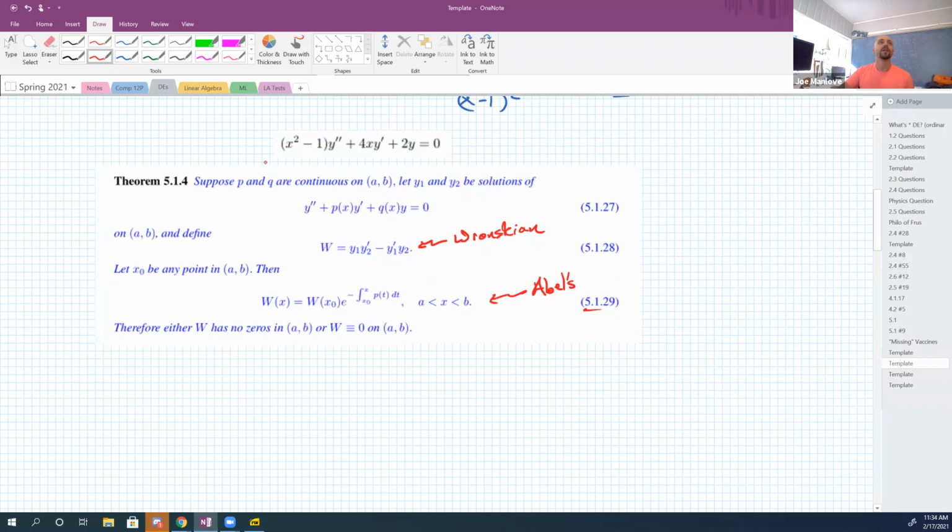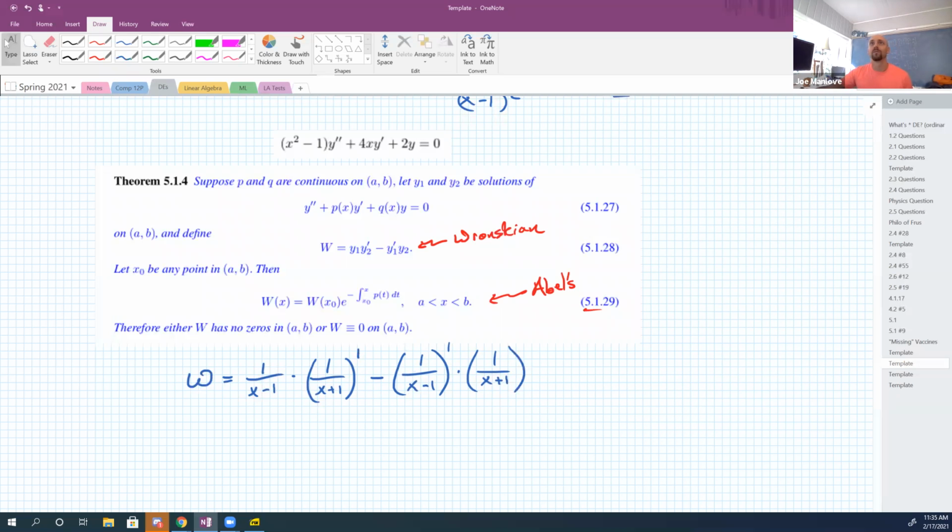So let's double check here. The Wronskian is going to be y1, so that's 1 over x minus 1, times y2 prime, which is 1 over x plus 1 prime. And then I need minus y1 prime times 1 over x plus 1. Oh, that's kind of crummy notation. What am I missing here? Oh, code. Okay, so these little symbols were supposed to be primes.